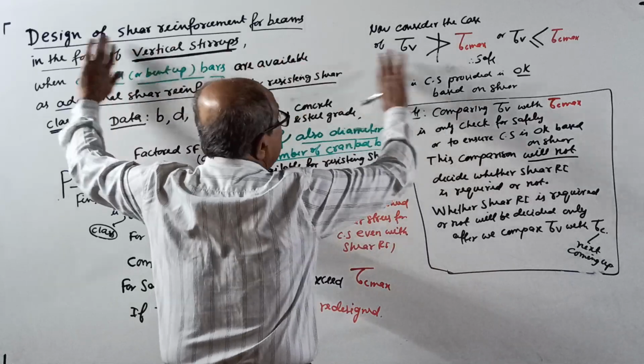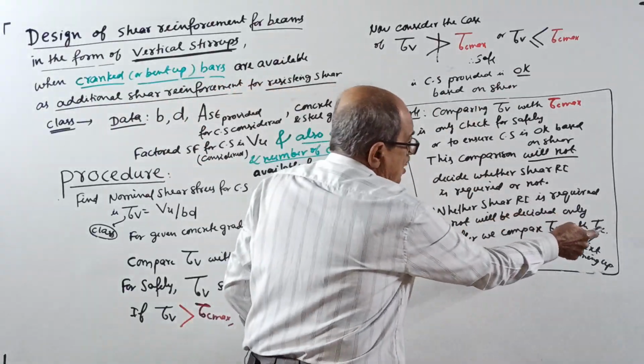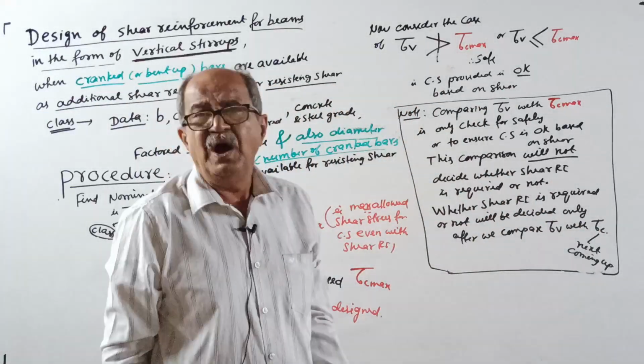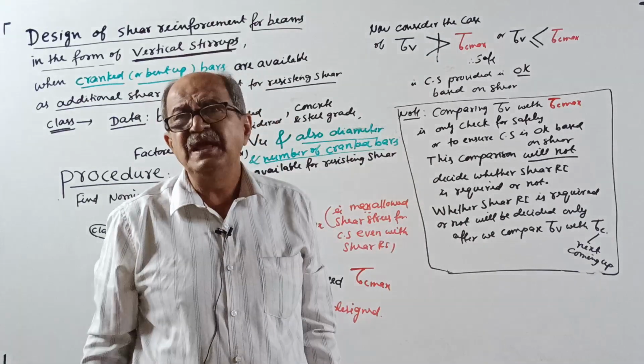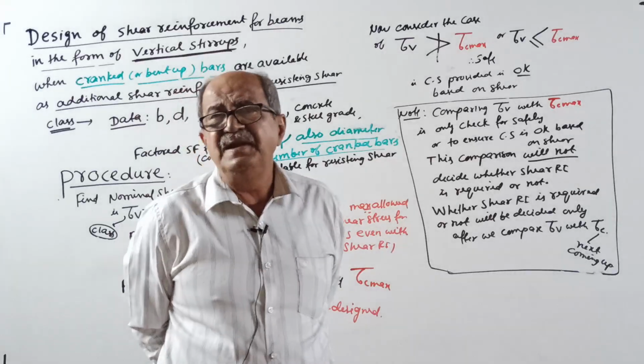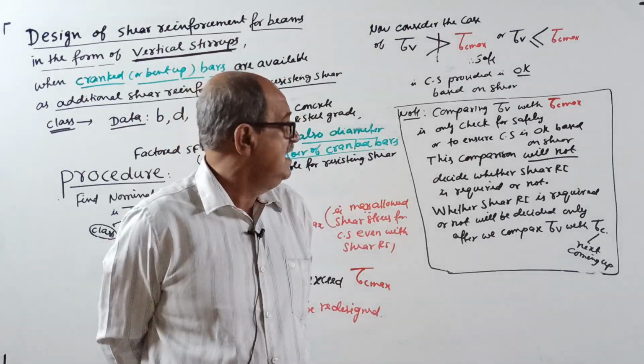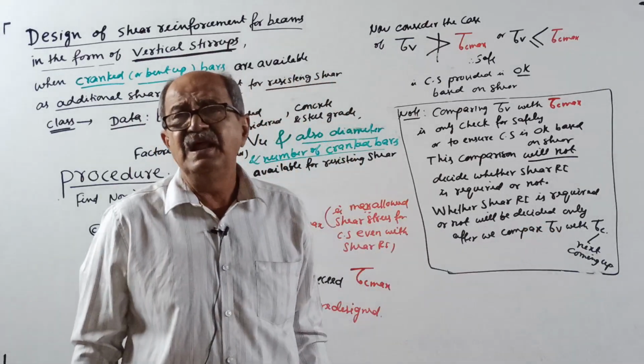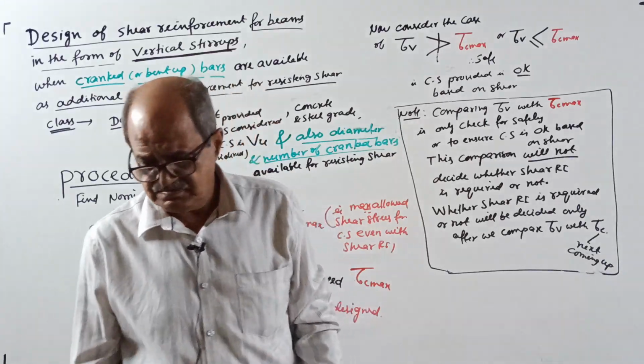Now I will change to the next step, calculation of tau c, which you already know. Based on pt, get tau c. Then compare tau v with tau c. If tau v is less than tau c, shear reinforcement is not required. If tau v is more than tau c, shear reinforcement is required. I will write once again.